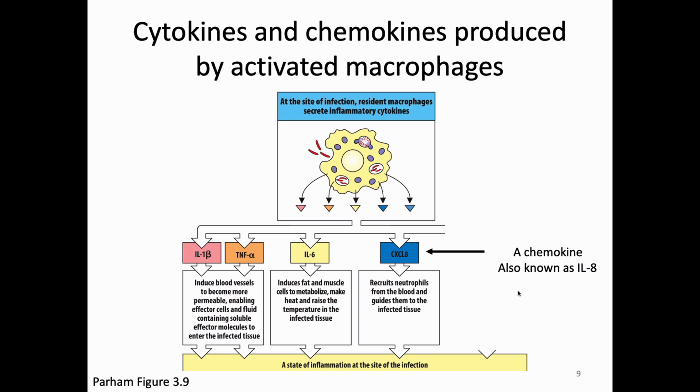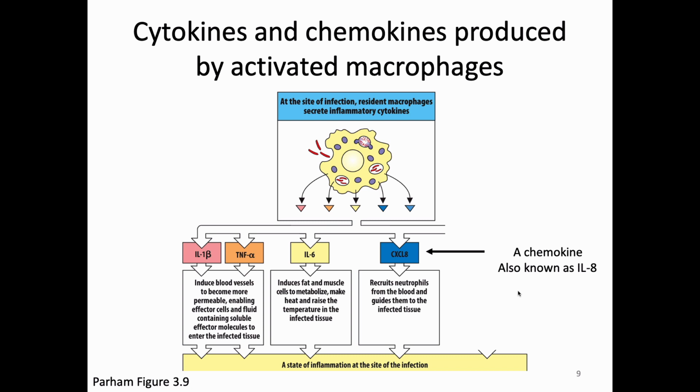These include cytokines like IL-1 beta, TNF-alpha, and IL-6. In my brain, I often lump those three together, although they're not always lumpable together. These all have a lot of different effects. We can also see we've got a chemokine here, IL-8. And these together are actually going to lead to our state of inflammation.